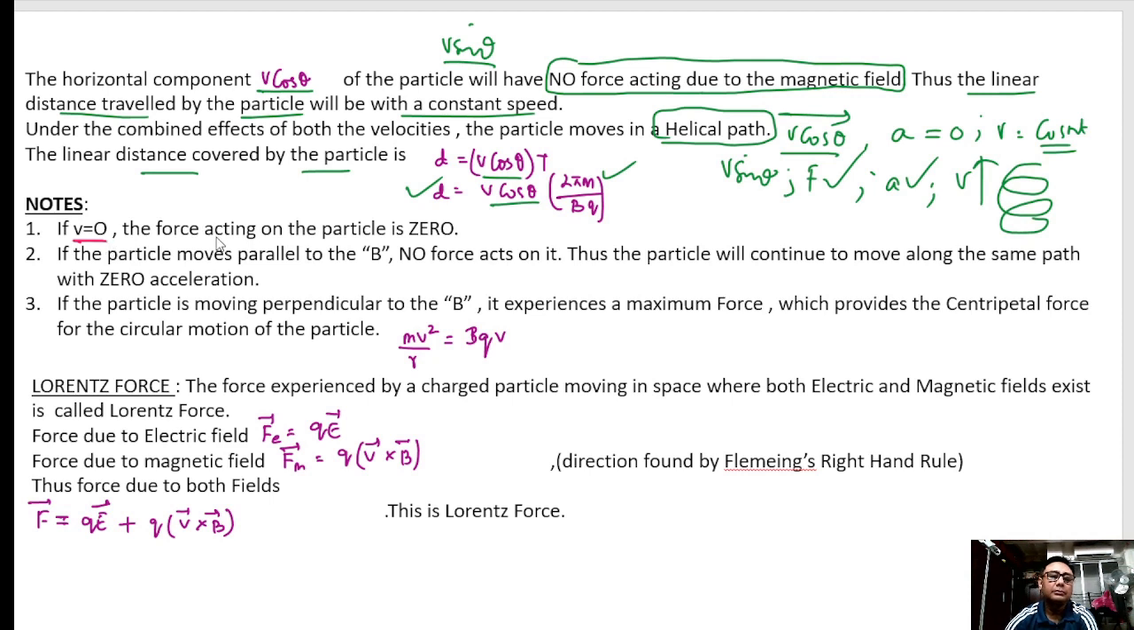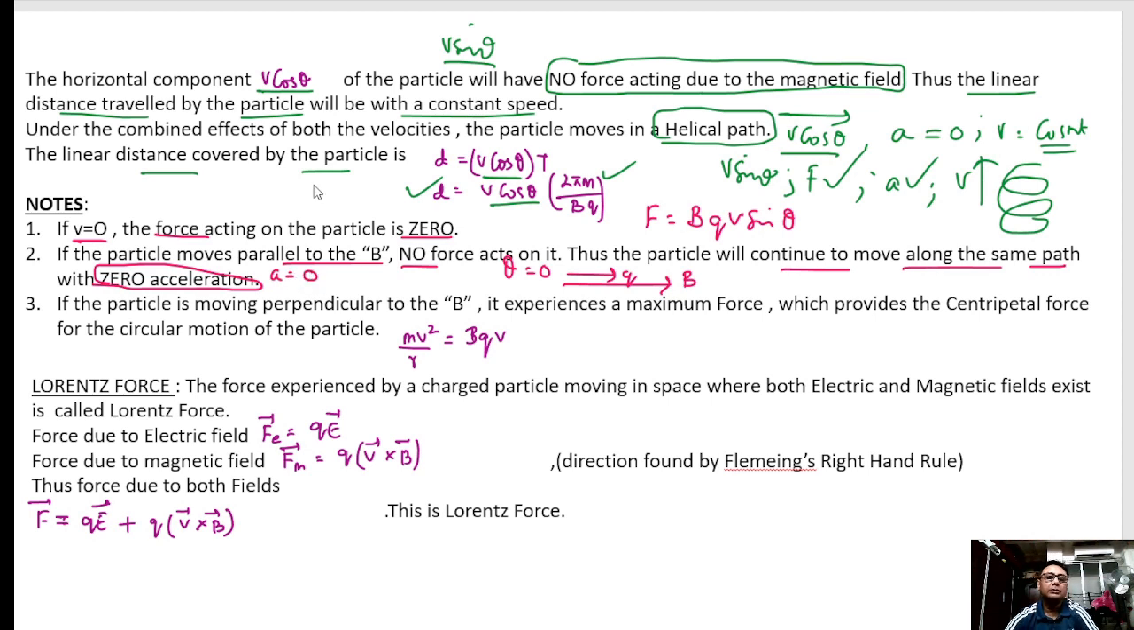If V is 0, as we all know, F is equal to BQV sin theta. So if V is 0, the force is 0. If the particle moves parallel to B, that means theta is 0. If the particle is moving like this, and B is also like this, that means theta is 0. So no force will act on it, thus the particle will continue to move along the same path. That means it will have 0 acceleration because there is no force.